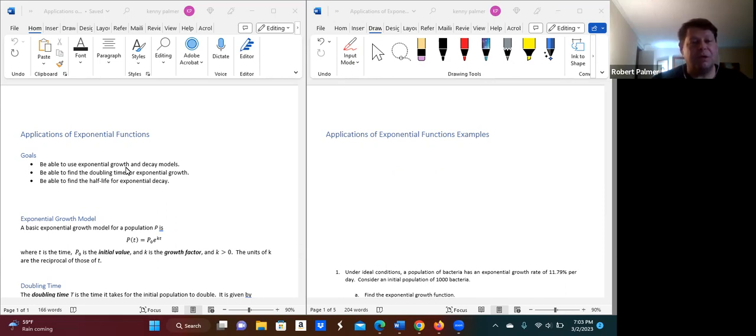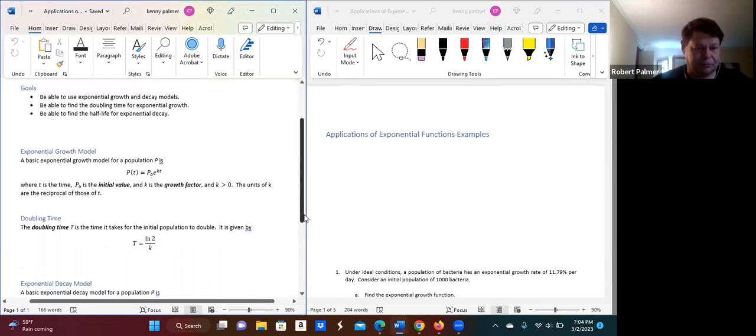Today, we will look at some applications of exponential functions, and specifically growth and decay functions. So we want to be able to use exponential growth and decay models. We'll explain those in a moment. Also, we'll be able to find what's called the doubling time for exponential growth and the half-life for exponential decay. So let's look over here at the left and below.